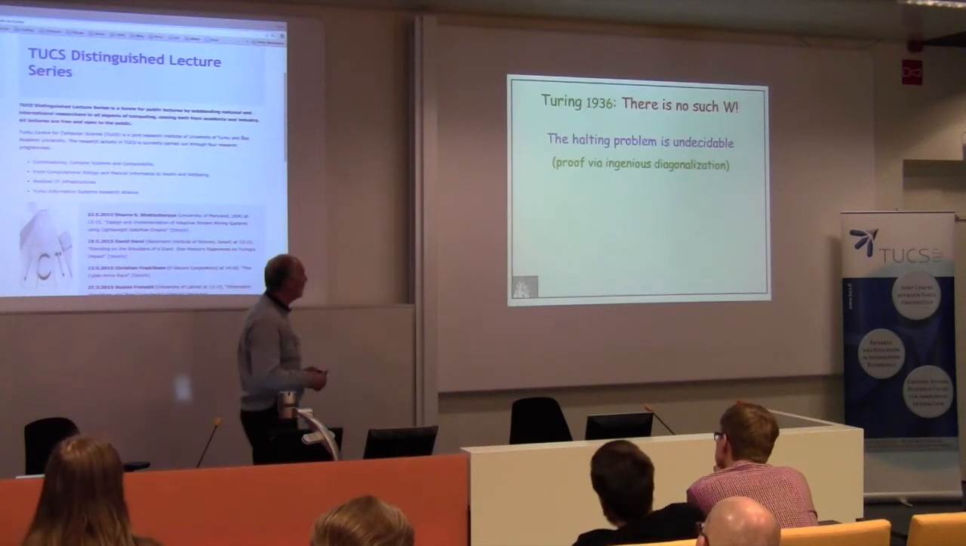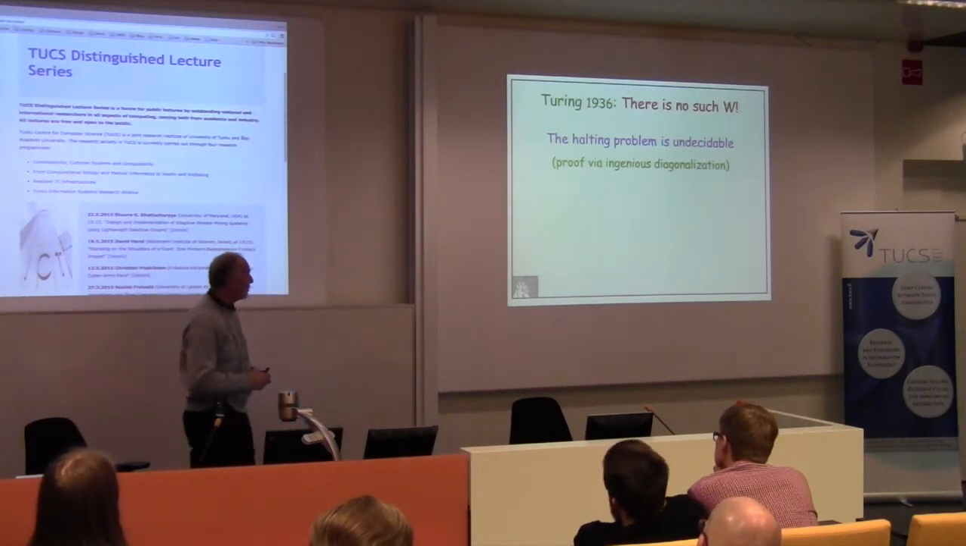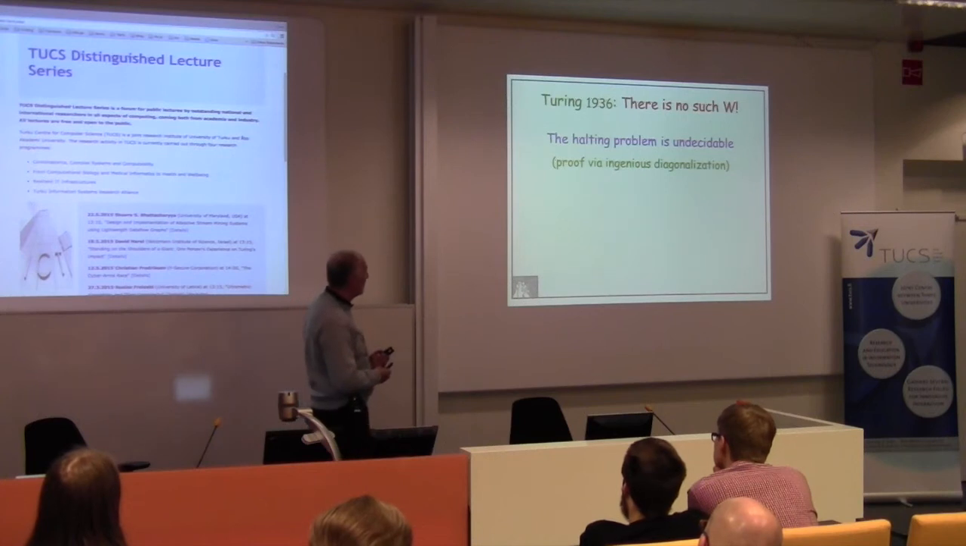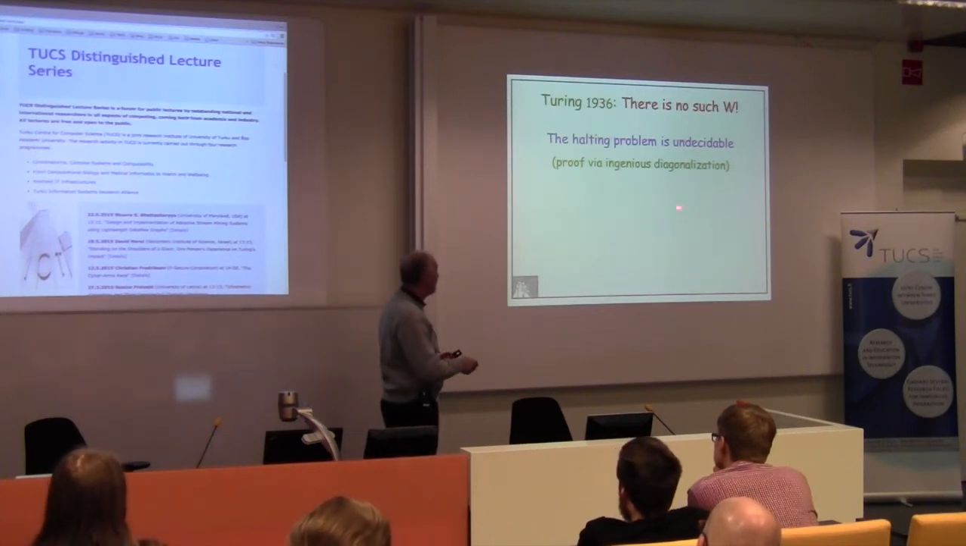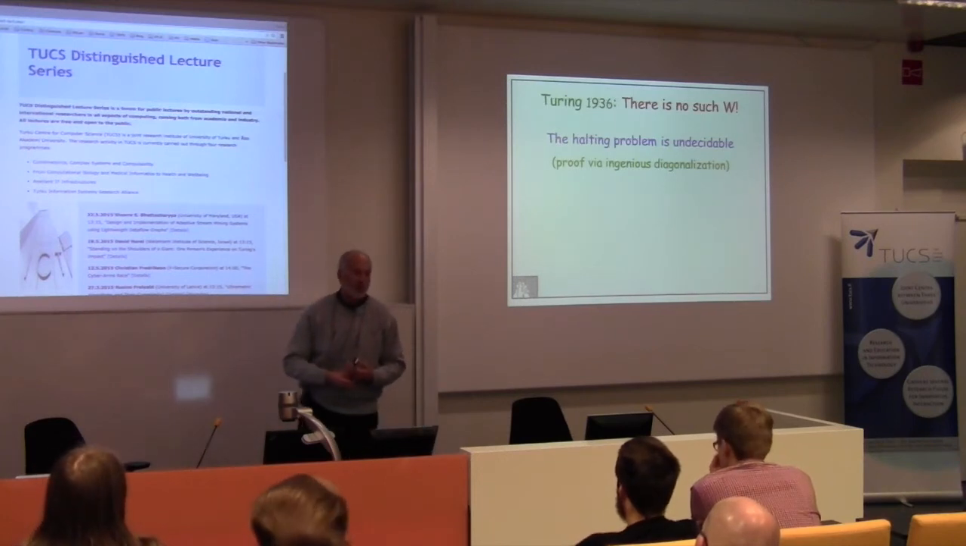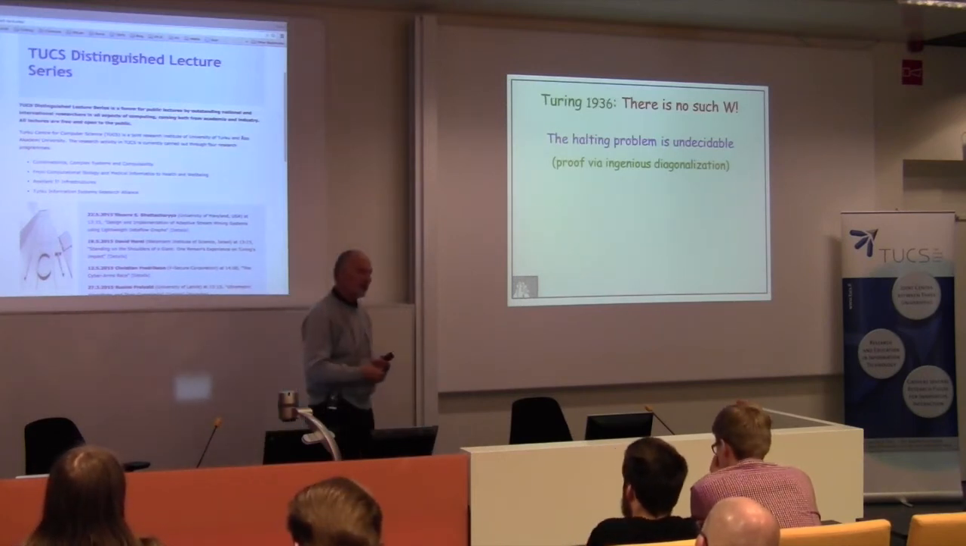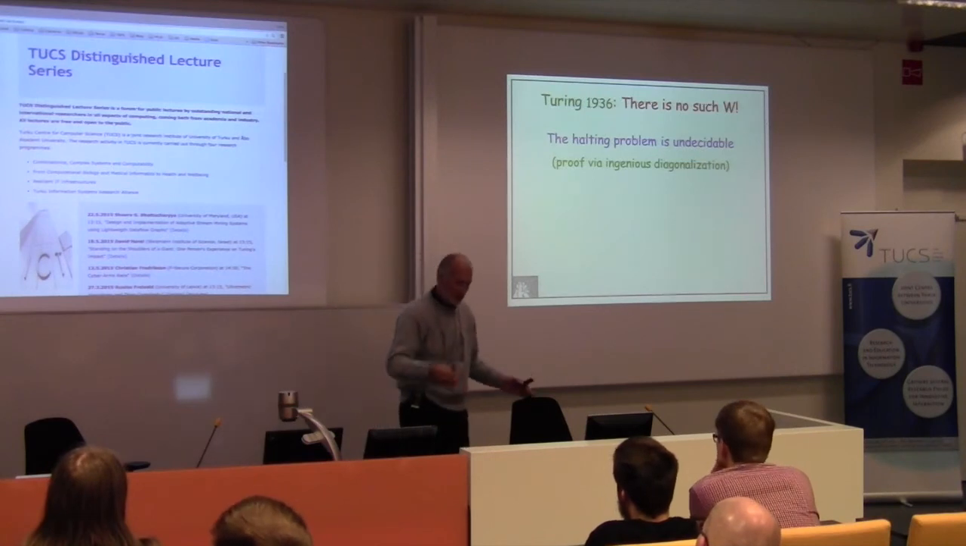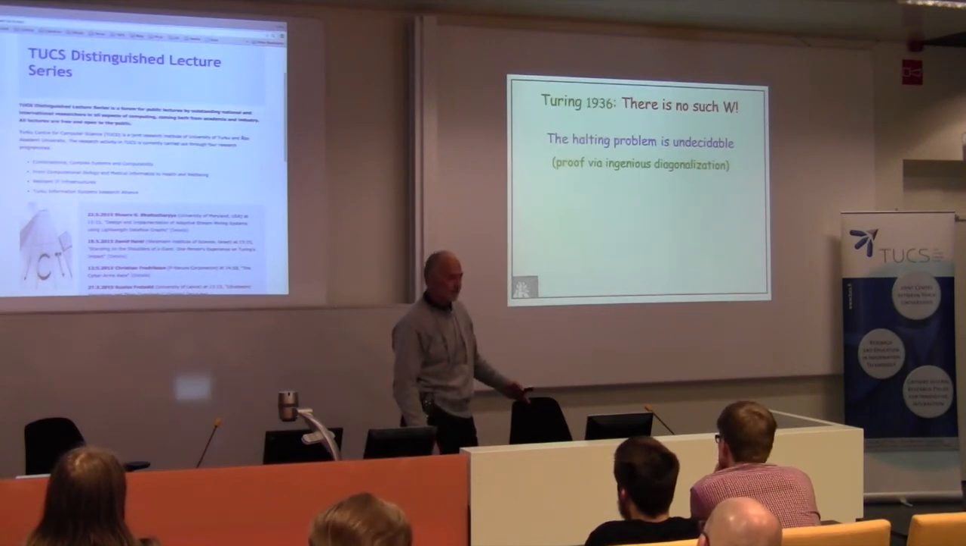And this is what Turing proved in 1936. There is no such algorithm; the halting problem is undecidable. And this proof was via a very easy diagonalization argument, but at the time it was ingenious, based on the original ideas of Cantor and diagonalization. And if you know what this is about, you know what I mean. But not only halting is undecidable, what else is undecidable about computation?